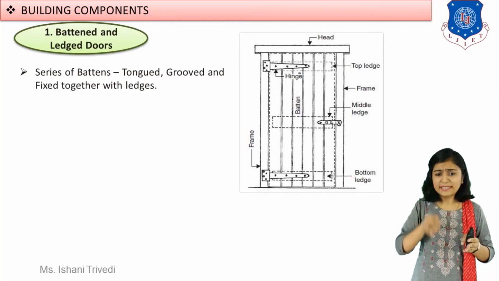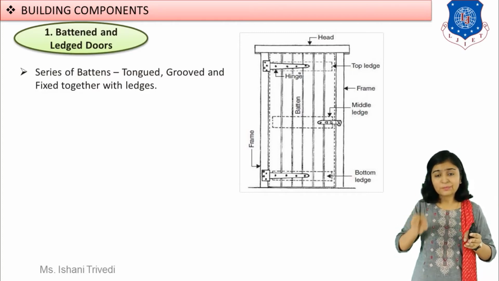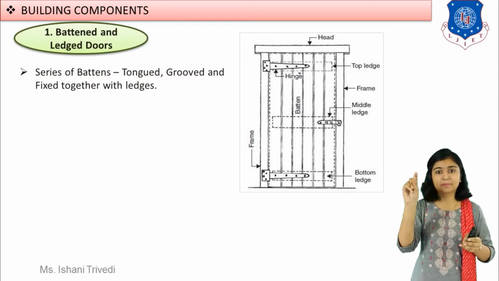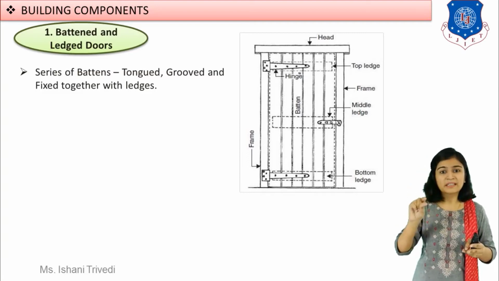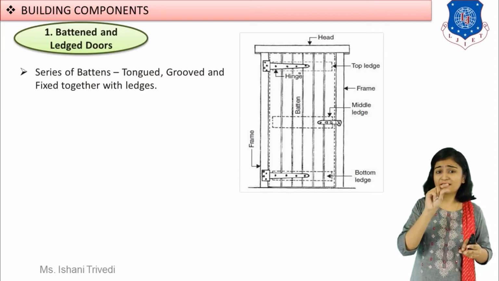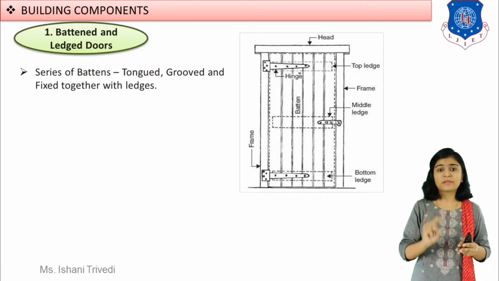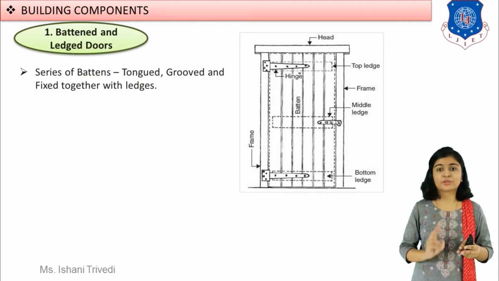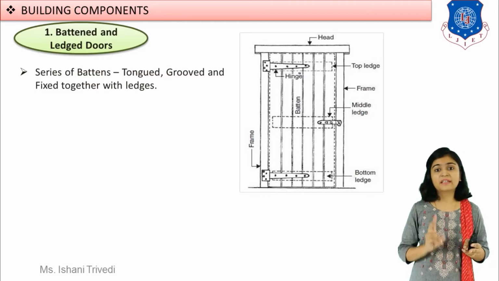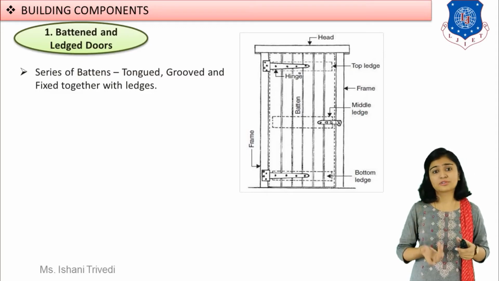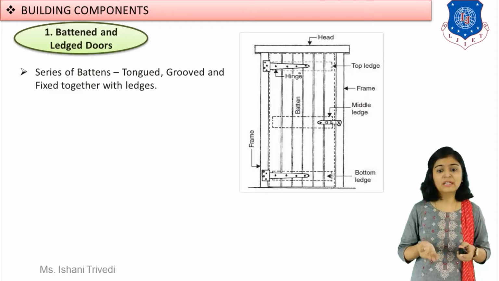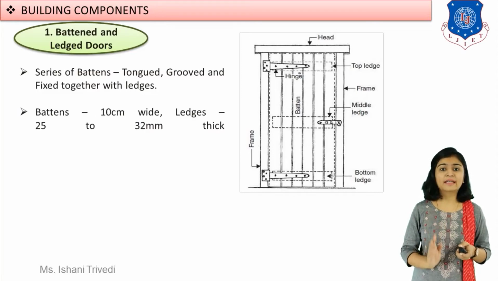Now these battens have horizontal struts, horizontal components provided at the top rail, intermediate rail and bottom rail. So that will be your top ledge, middle ledge and bottom ledge. So this horizontal structural member of the door will become the ledge. So this makes it a battened and ledged door. You can also see hinges are provided. Generally T hinges are provided for more support, for stability, and hinges are also required for the to and fro movement of the door. So this makes your battened and ledged door.